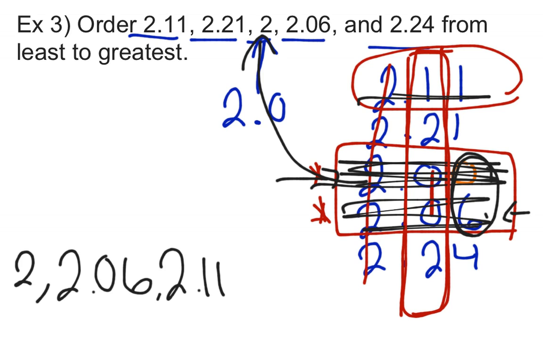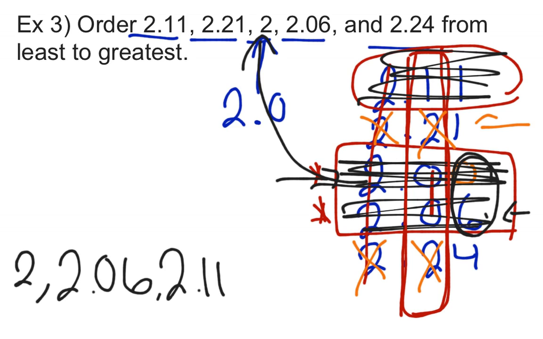2.11. That one's out of there. Then I'm down to my last 2: the 2.21 and the 2.24. I know it's getting a little sloppy, but since this 2 is the same as this 2, I move to the last place where I have a 1 and a 4. The 1 is smaller than the 4, so that means this one right here is the next smallest.